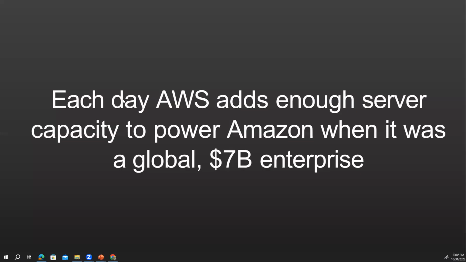Each day AWS adds enough server capacity to power AWS when it was a global 7 billion enterprise. So services, resources, compute power, everything is really being added. That's why nobody will be feeling a shortage of those resources going forward. Nothing of that sort will be there, because we use the concept of resource pooling to make these things happen on this platform.